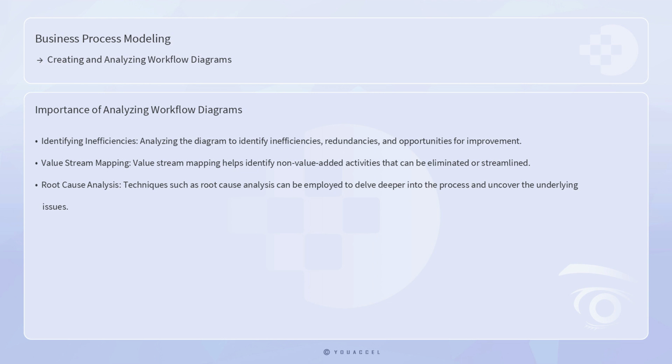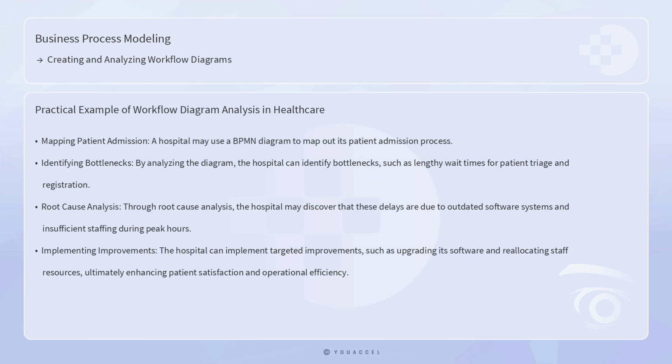Analyzing workflow diagrams is equally important as creating them. This analysis involves examining the diagram to identify inefficiencies, redundancies, and opportunities for improvement. Techniques such as value stream mapping and root cause analysis can be employed to delve deeper into the process and uncover the underlying issues. For instance, value stream mapping helps identify non-value-added activities that can be eliminated or streamlined, thereby enhancing overall process efficiency.